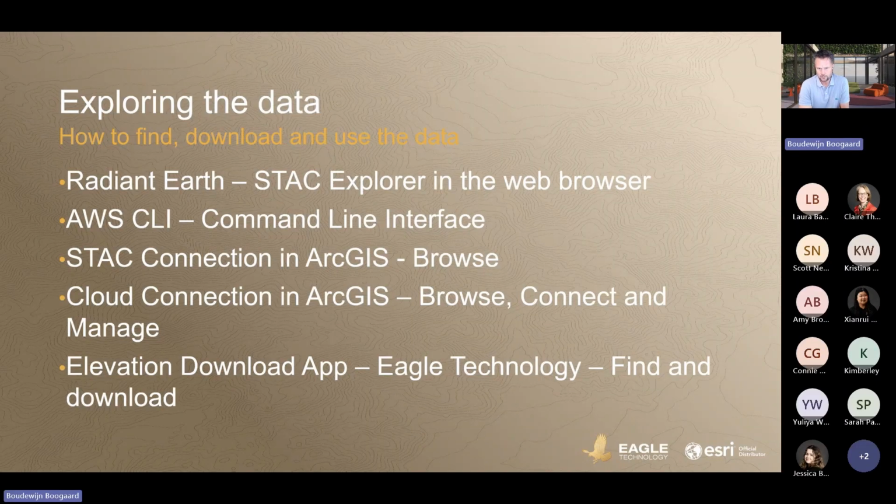There's a website, Radiant Earth, that we'll look at first. That's basically just a web browser explorer. You can use the AWS command line interface if you want to explore or download the data locally. But also in ArcGIS, you can connect to it using a STAC connection, which uses that STAC metadata format, and also through a cloud connection by directly connecting to that cloud storage.